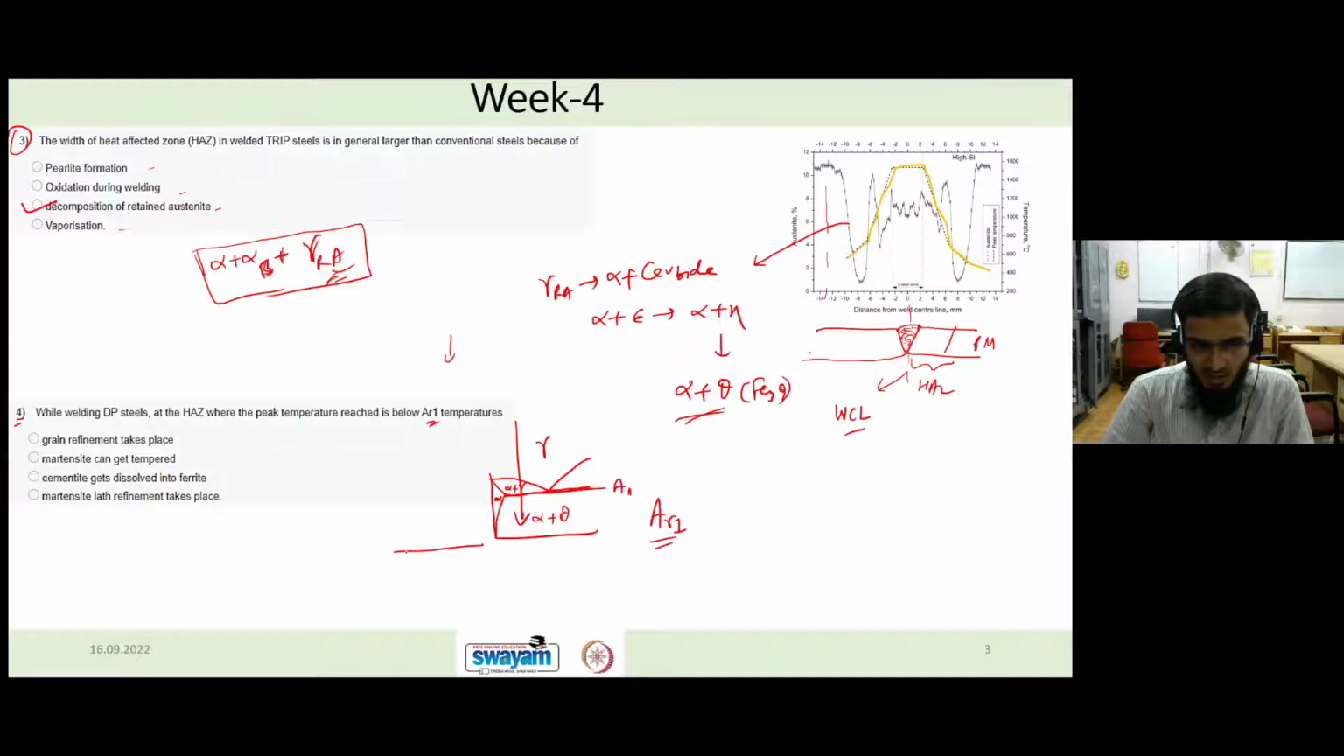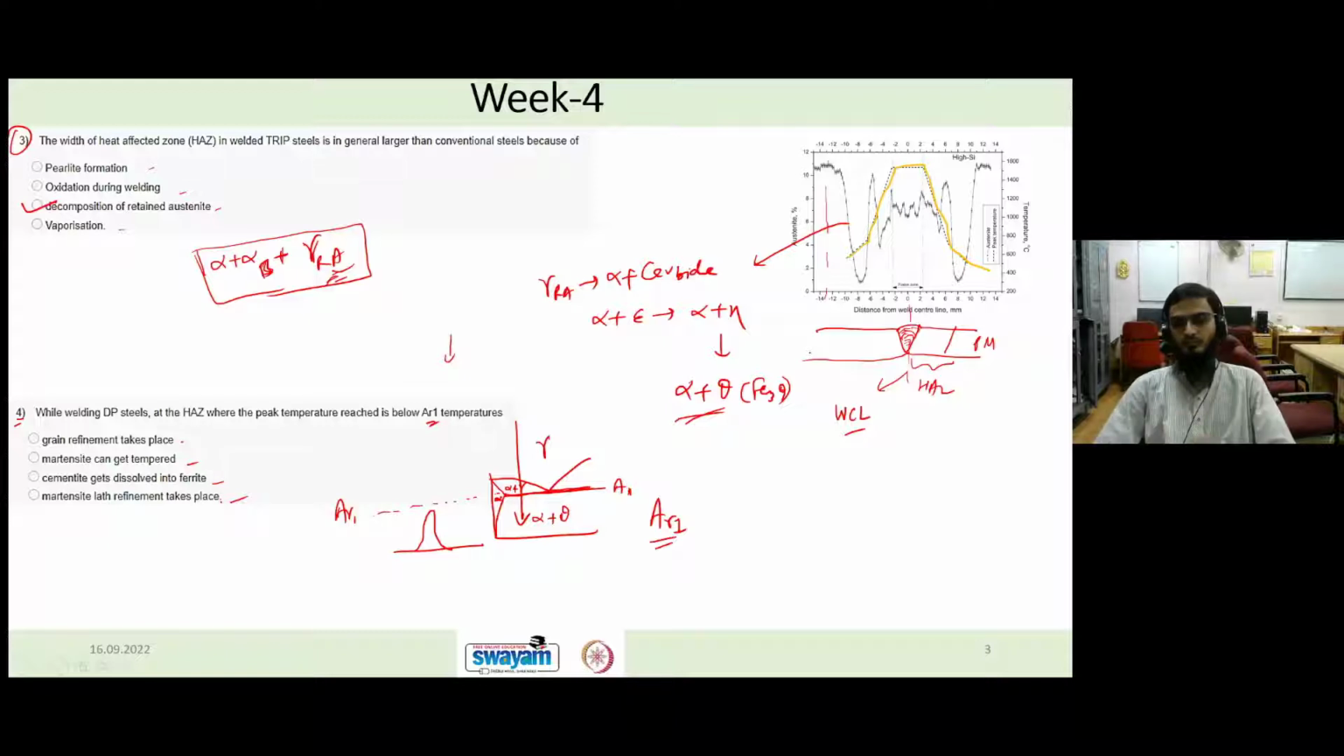So let's say this is a weld thermal cycle at the HAZ. The peak temperature reaches like this, so it is near the AR1. So what will happen to the microstructure? Whether it will refine the grain, or martensite will temper, or cementite gets dissolved and martensite lath refinement will take place. That you have to tell.